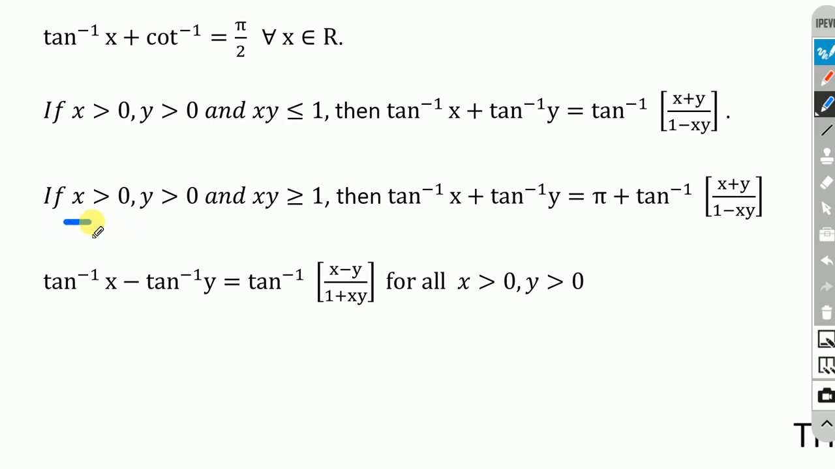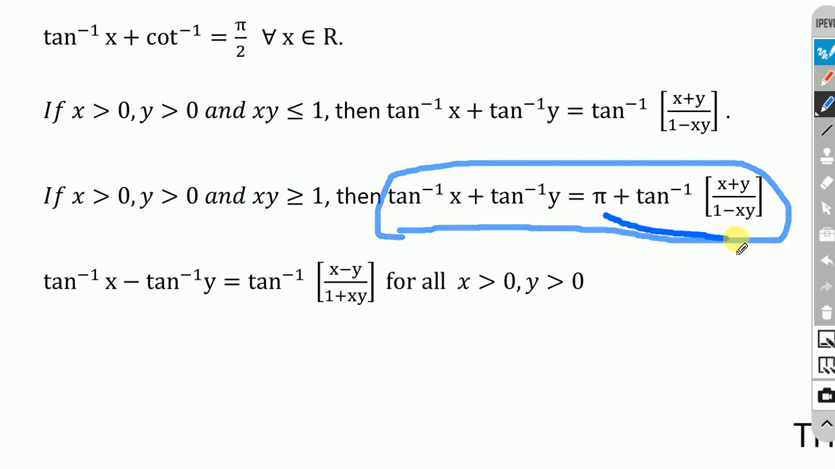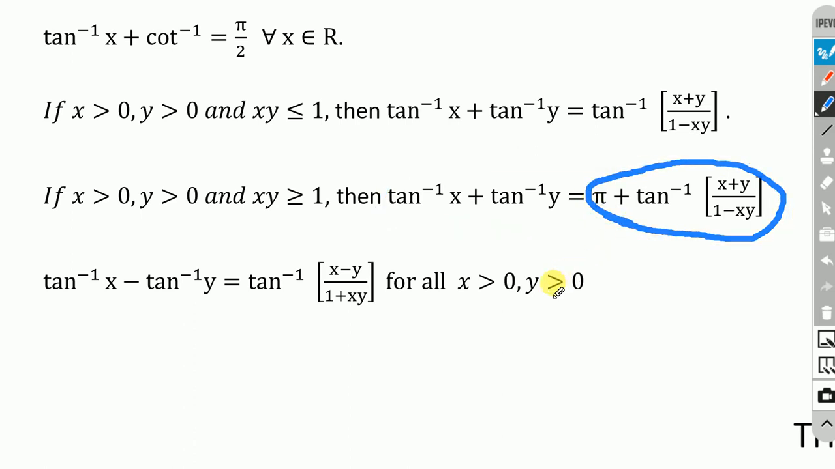If x is greater than 0, y is greater than 0, and xy is greater than or equal to 1, you can note the difference here. In the first case, it is xy less than or equal to 1, then it is tan inverse of x plus y by 1 minus xy. When xy is greater than or equal to 1, then tan inverse of x plus tan inverse of y will be pi plus tan inverse of x plus y by 1 minus xy.